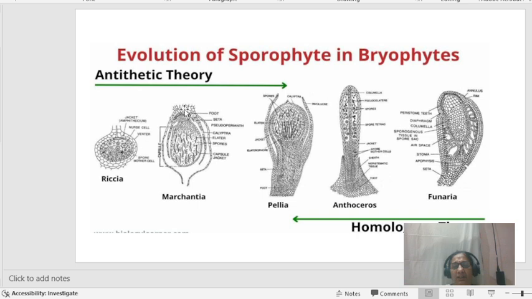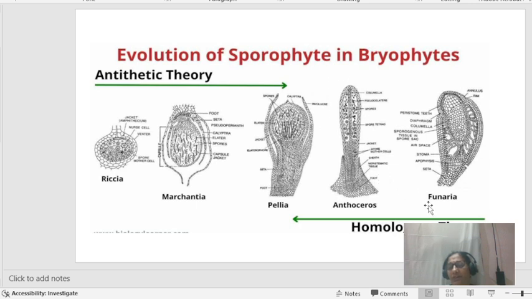In the second stage, further sterility takes place in the case of Marchantia, where there is a foot and seta, and the capsule is a single jacket layer, and among the spores there are certain sterile structures called elaters. In Pellia, further sterility of the sporogenous tissues takes place, and the sterile tissues develop further. The elaters, the pseudoelaters, and multi-jacket capsules are seen. In Anthoceros, a thick columella comes in between.